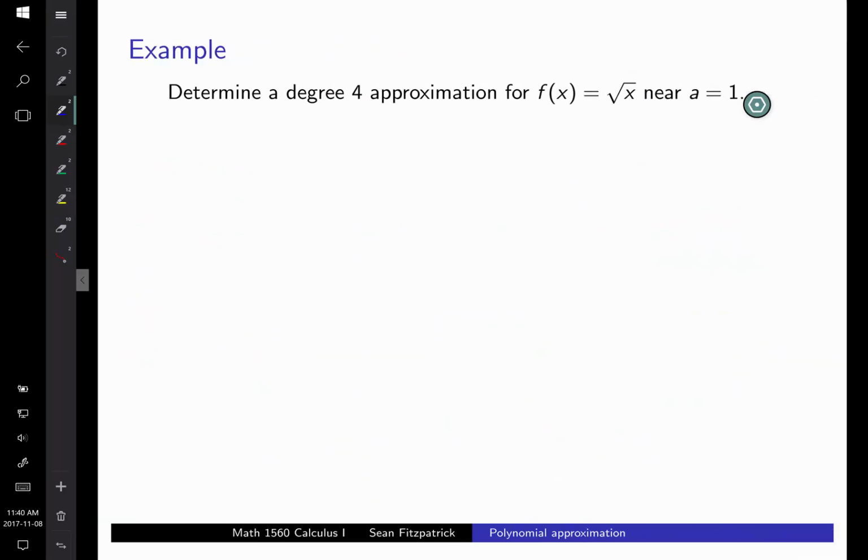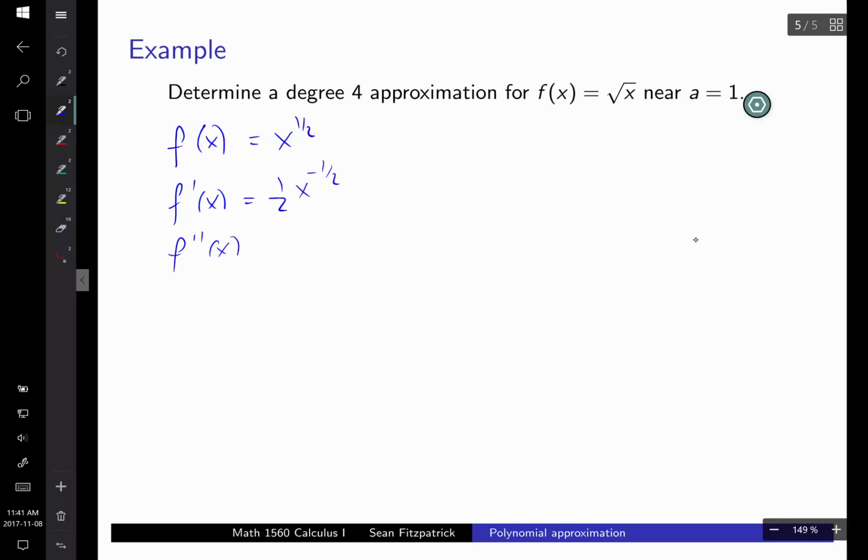So we'll finish with a quick example. Let's say we want to calculate a degree 4 approximation for this function f of x. Okay, so we've got to start calculating derivatives. So f of x is x to the 1/2. F prime of x is 1/2 x to the minus 1/2. F double prime of x is going to be minus 1/4 x to the minus 3/2. The third derivative is going to be 3 over 8 x to the minus 5/2. I did 1/4 times minus 3 over 2 to get there.